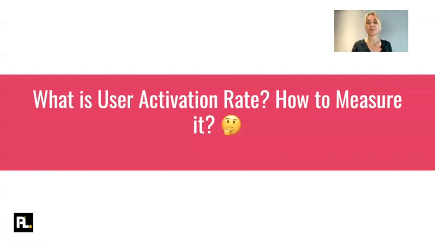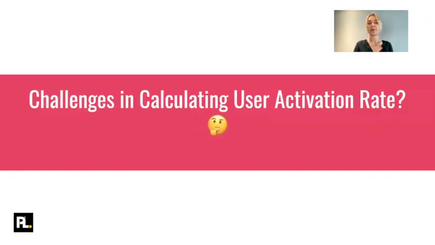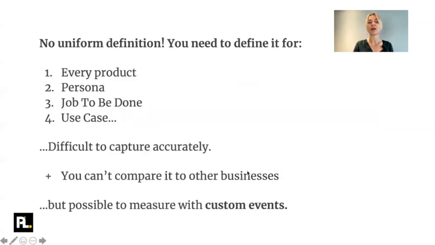What is user activation rate and how to measure it? Quite obviously, the number of activated users divided by the total number of users in a particular period of time equals activation rate. But that becomes a bit more complicated when you account for the fact that the definition of activation differs for every persona, every product, every plan of your product, job to be done, and use case. So you would need to run this calculation for each of the different segments for which you have defined activation differently.